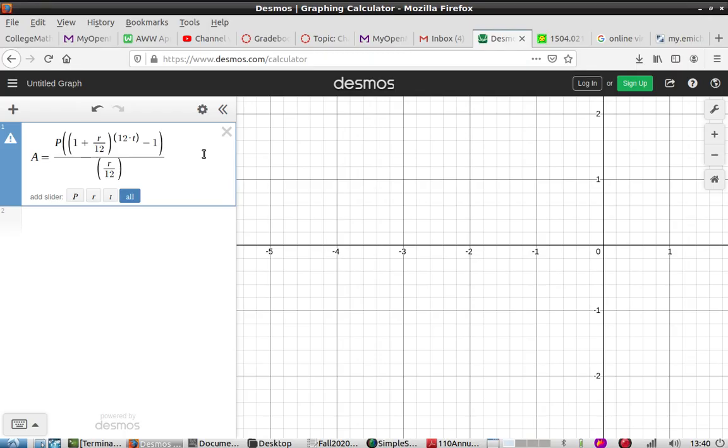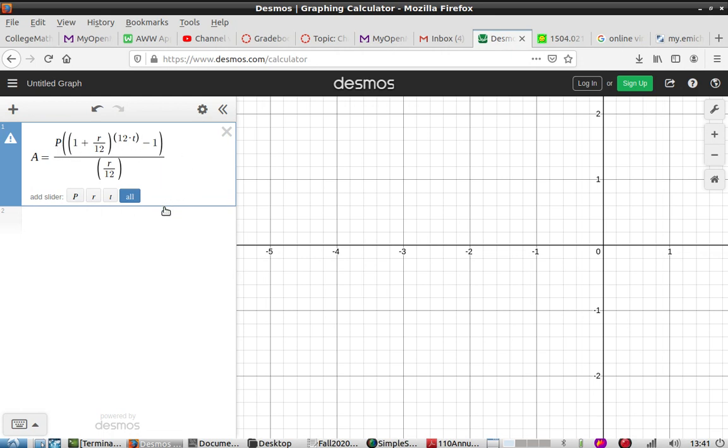So here we are at the Desmos online calculator, and you see that here in box number 1 on the left-hand side of the screen, I have entered the formula for annuities, for the ending value of an annuity. The only change I had to make is I'm using P in this formula rather than PMT, because in Desmos variables have to be a single letter. So we've got to keep in mind that this P is actually the monthly payment.